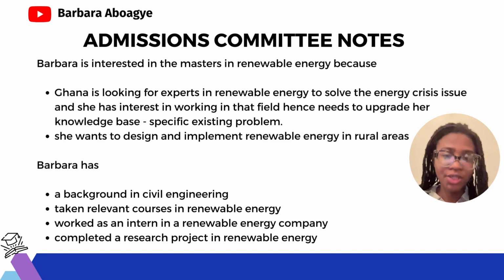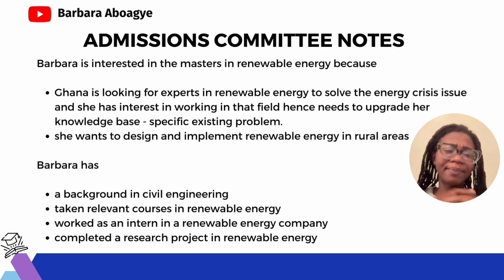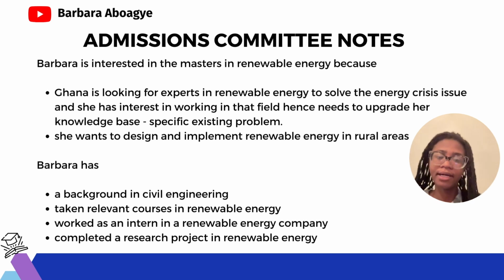The second thing is she wants to design and implement renewable energy in rural areas. So that's her goal. There's a problem at hand that needs to be solved, and she wants the skills to implement renewable energy in rural areas. So now let's look at her background information. So Barbara has a background in civil engineering, which is part of the admissions requirement for the program.